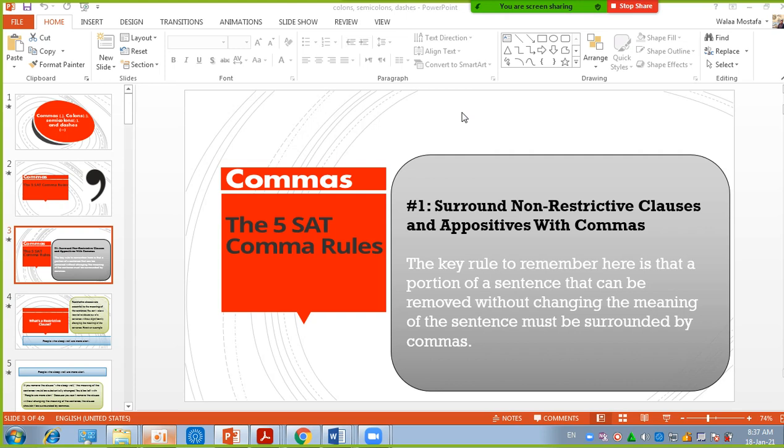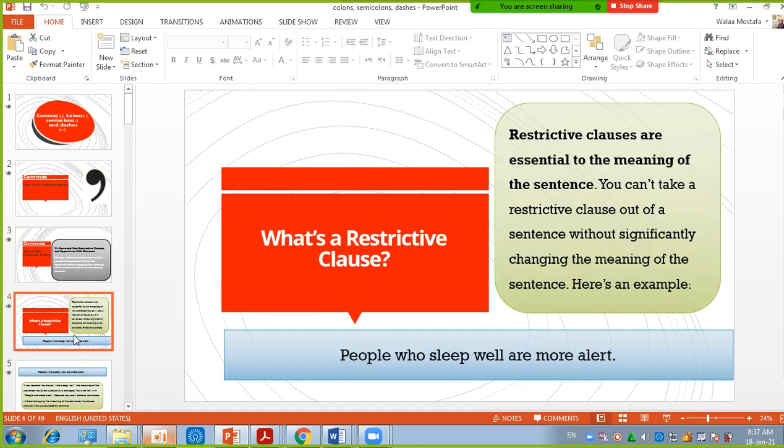Excellent, excellent. Yes, that's it. If you omit it, erase it, or remove it from the sentence, and the left-out part still gives you a meaning or a sense, this means that this clause is non-restrictive or unessential. This means that we have to surround it with commas. The restrictive clause is the opposite. It's a clause that I cannot omit or erase, like this one exactly: People who sleep well are more alert.